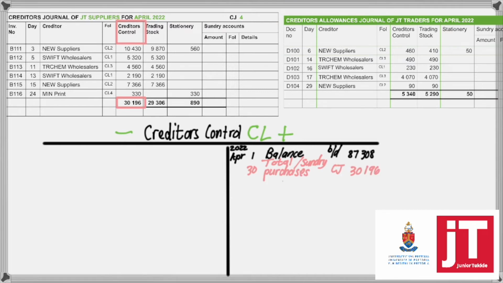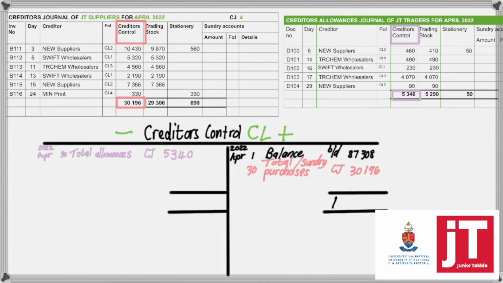So total or sundry purchases, creditors journal 30,196. Now we do the same and we look at the creditors allowance journal. We're working with the creditors control account, so I'm looking for the creditors control column. And that will minus my purchases because it's stuff I sent back, I returned. So we debit the creditors control with total allowances, creditors journal 5,340 Rand.